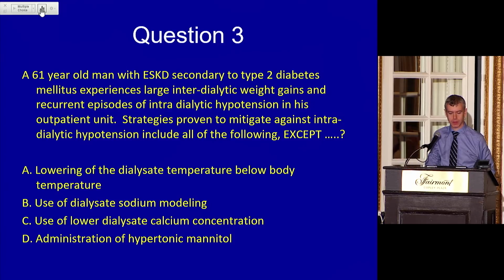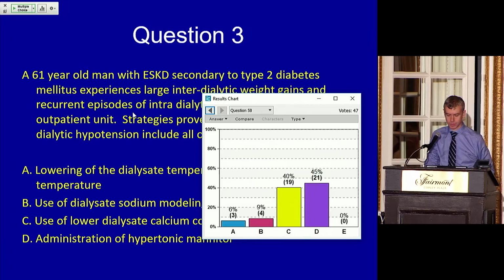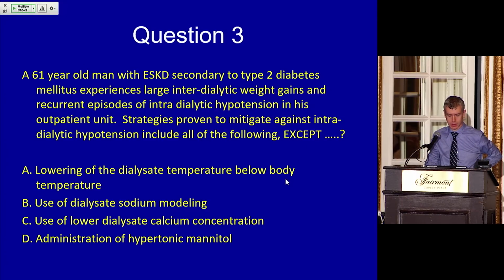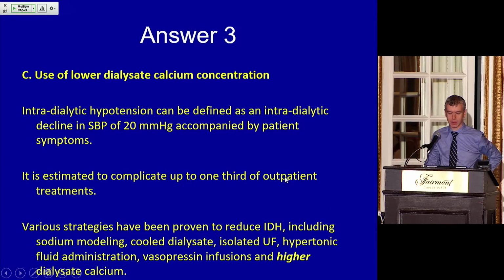Okay, so we'll stop there. And so bit of a splay here. So 19 or 40% of people choosing C and 45% choosing D. So the correct answer here is actually C. So lower dialysate calcium concentration is incorrect. So intradialytic hypotension has numerous definitions. The one used by the KDOQI guidelines is a decline in systolic blood pressure of 20 millimeters of mercury accompanied by patient symptoms. But like I said, there are as many definitions as one can think of here.